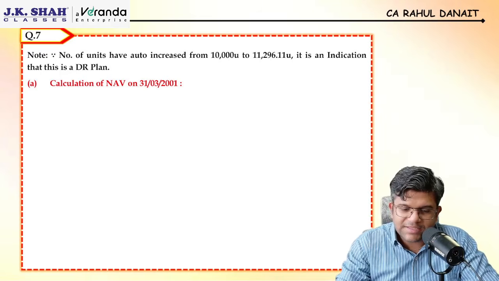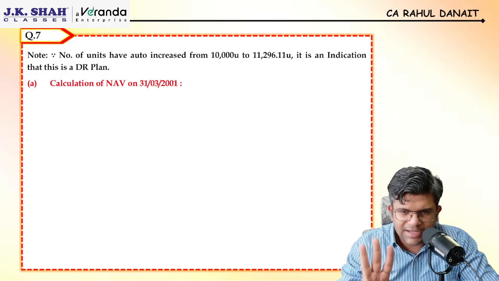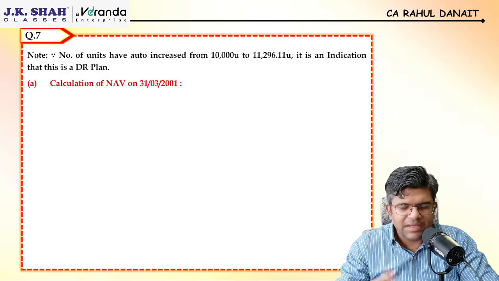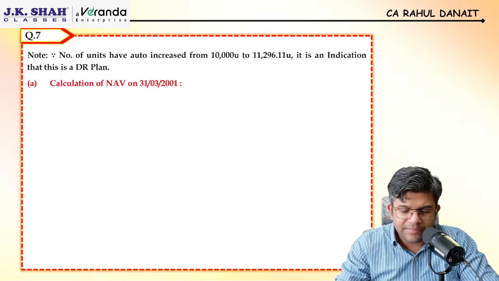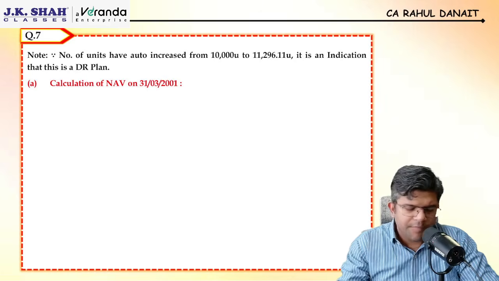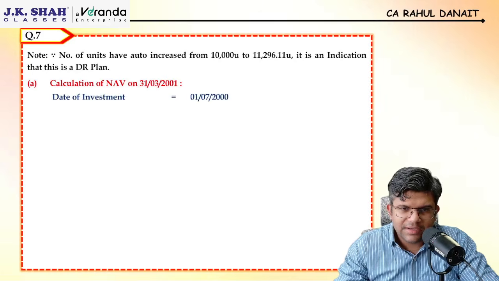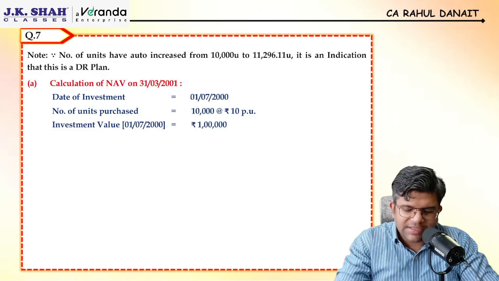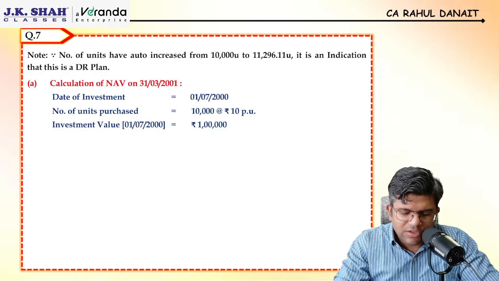So I'm going to place some data in front of you. First of all, those who came late are requested to read the first 3 lines of the question in the textbook. Read them till that 153.33. Then I'll explain. Okay, so now some facts. The date of investment is 1/7/2000 and the number of units purchased is 10,000 units at the rate of 10 per unit. So your investment value on 1/7/2000 is rupees 1 lakh. Please copy.